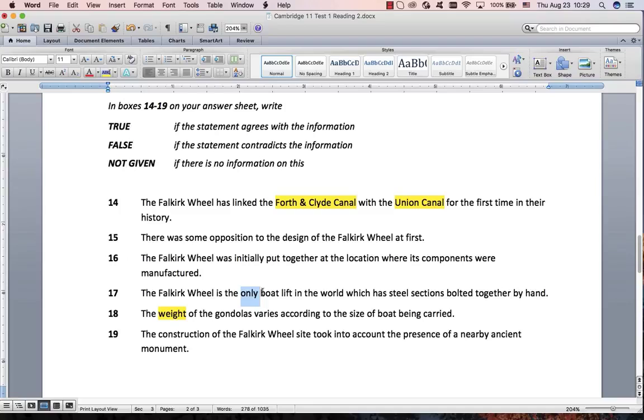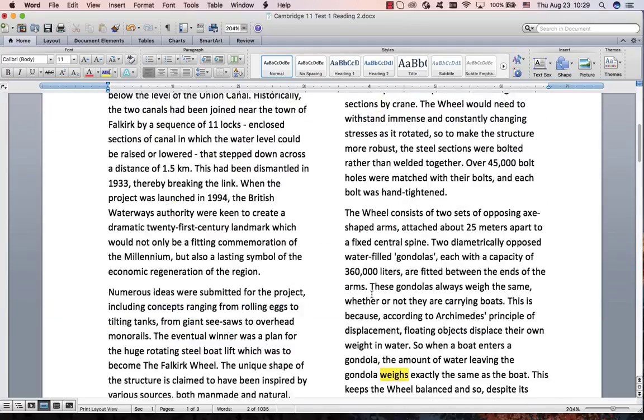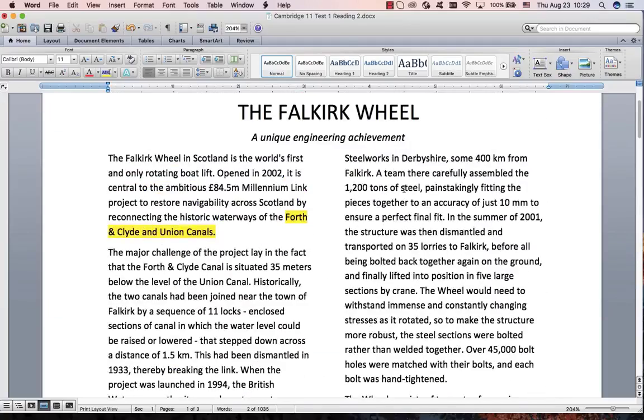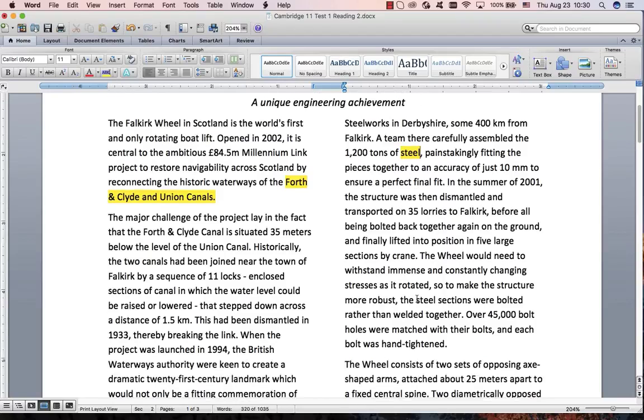Only boat. IELTS loves this word. In the world, which has steel sections bolted together by hand. Remember by hand? We had by hand in Cork. Steel sections, only boat in the world. Steel sections. There's steel. By hand. Steel sections. Hand tightened. Great.